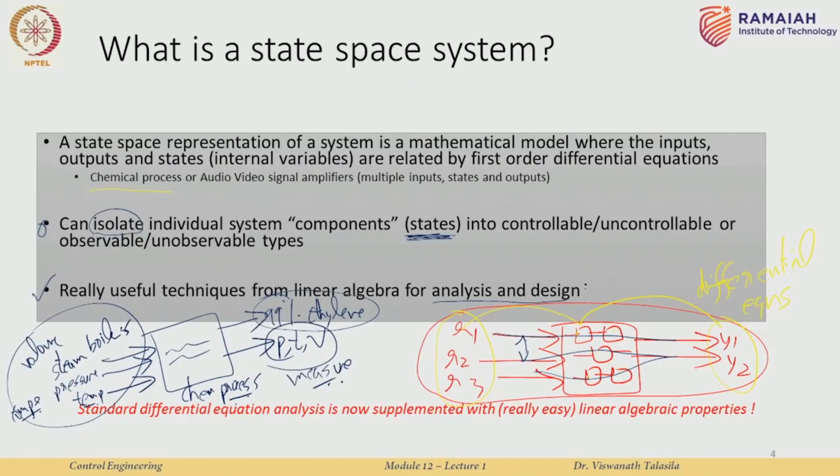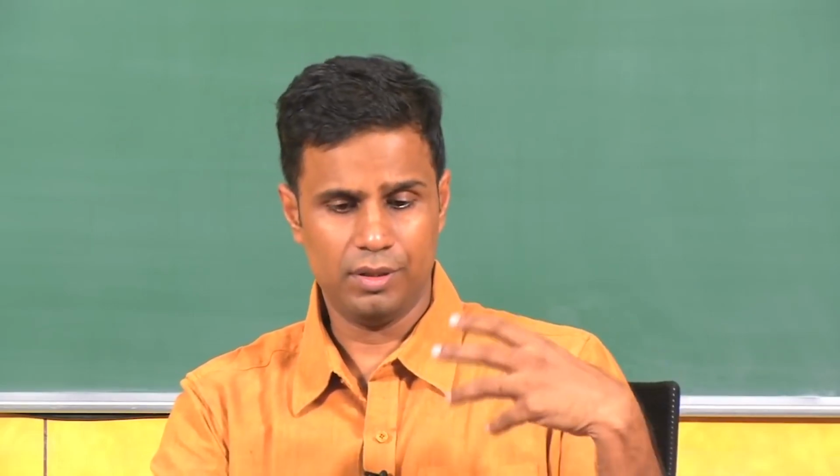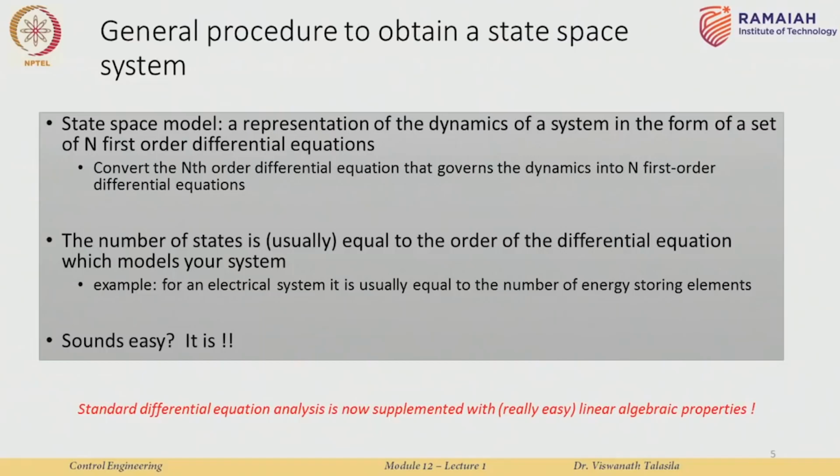So, to summarize this slide, the basic idea is that a state space representation of a system is a mathematical model which captures your inputs and outputs through internal variables called the states, and all of these relationships are basically first order differential equations. Okay, so let us look at the general procedure to obtain a state space system. I will derive one or two examples a little bit later.